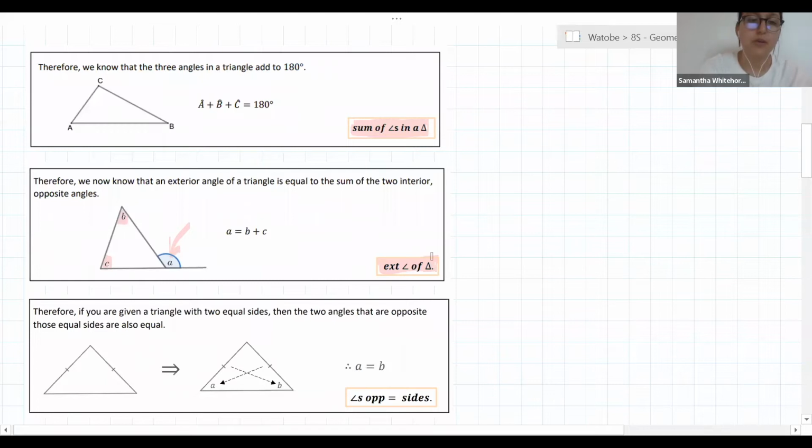And finally, what we spoke about on Monday is if I give you a triangle where I tell you that 2 sides are equal. Now, these sides I know are equal because of those little tick marks on them. I automatically know that the angles opposite those sides are equal. And this was the reason angles opposite equal sides. So those are the 3 reasons that we've spoken about with triangles.